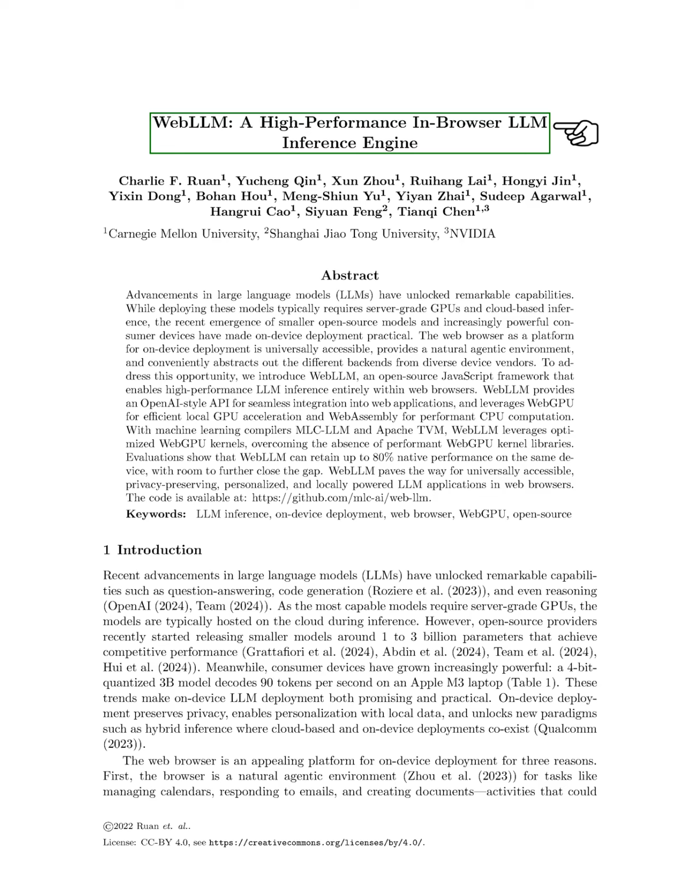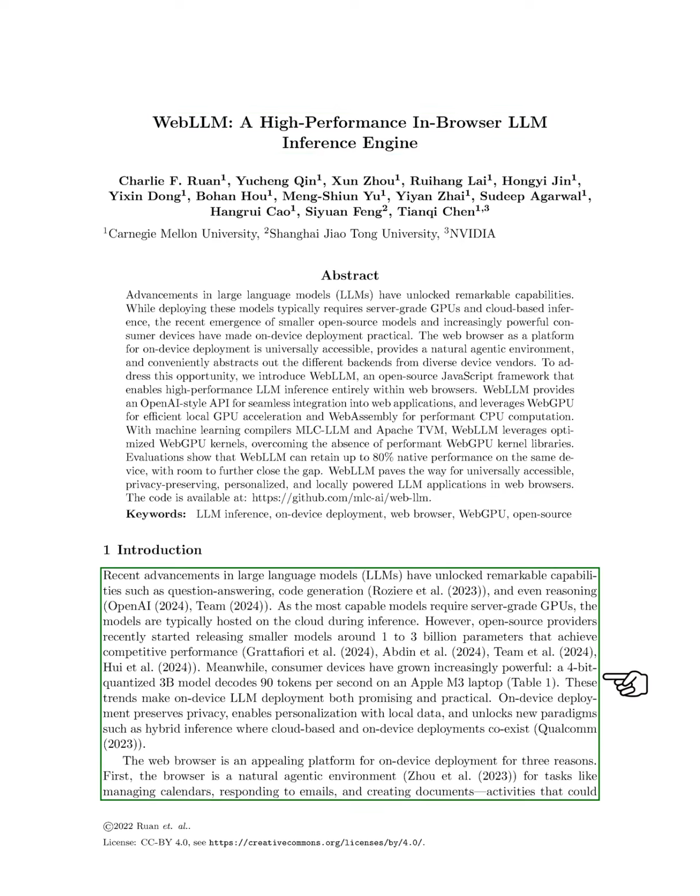Section: Introduction. In this section, we discuss recent advancements in large language models, LLMs, that have led to impressive capabilities like answering questions, generating code, and reasoning. While the most powerful models typically run on cloud servers due to their need for high-performance GPUs, open-source providers have begun releasing smaller models with around 1 to 3 billion parameters that perform competitively. Additionally, consumer devices have become more powerful, allowing a 4-bit quantized 3 billion parameter model to decode 90 tokens per second on an Apple M3 laptop.